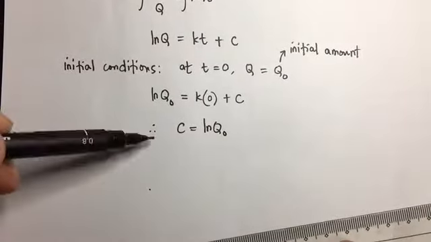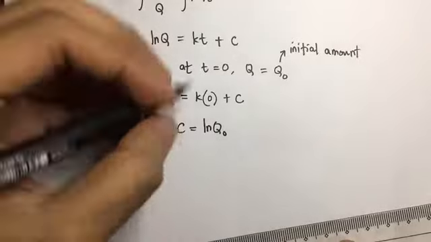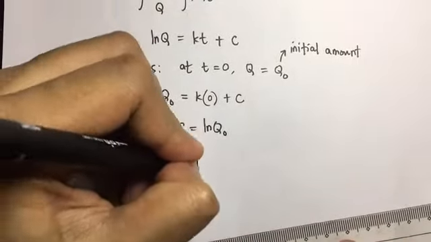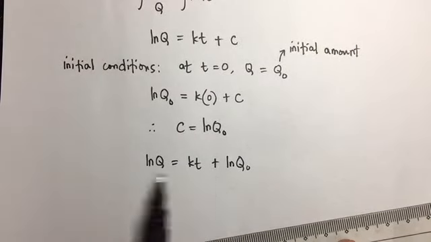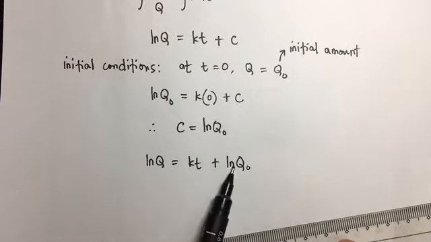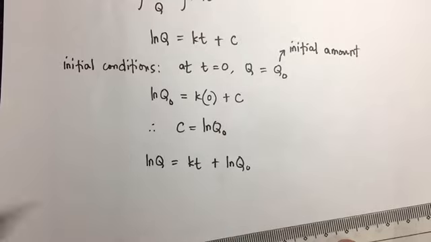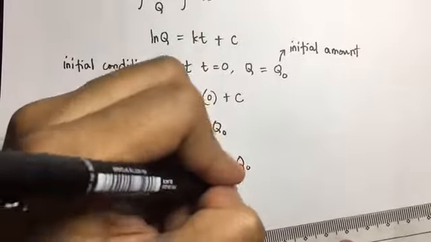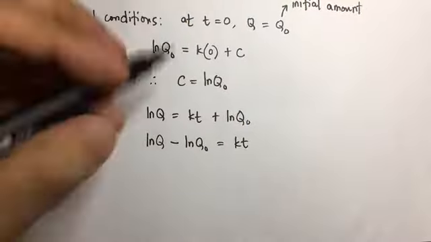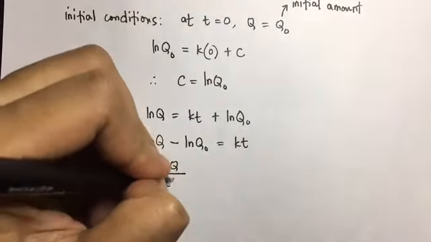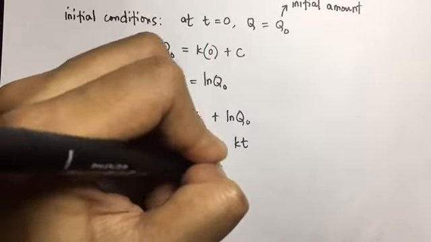So substituting that back into our general solution, our particular solution will be ln of Q is equal to kt plus ln of Q o. To simplify this, as you can see, this involves logarithm, so we can express it into exponential form. But first, let's simplify. So transposing ln Q o on the other side, this will become ln of Q minus ln of Q o is equal to kt. Using the laws of logarithm here, this will become ln of Q over Q o is equal to kt.